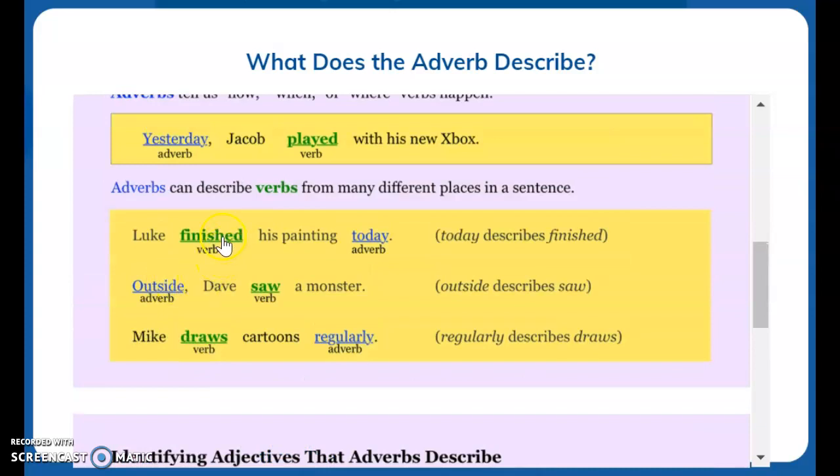And again, they can be in any place in the sentence. Luke finished his painting today. So finished is the verb. When did he finish? Today. So today is the adverb that describes or modifies the verb finished. Outside, Dave saw a monster. So here's saw, that's what Dave did. How, when, or where? Outside tells us where. So that is an adverb. Mike draws cartoons regularly. What is Mike doing? He's drawing, right? So draws is our verb. How, when, or where? Regularly. Regularly tells us about draws.